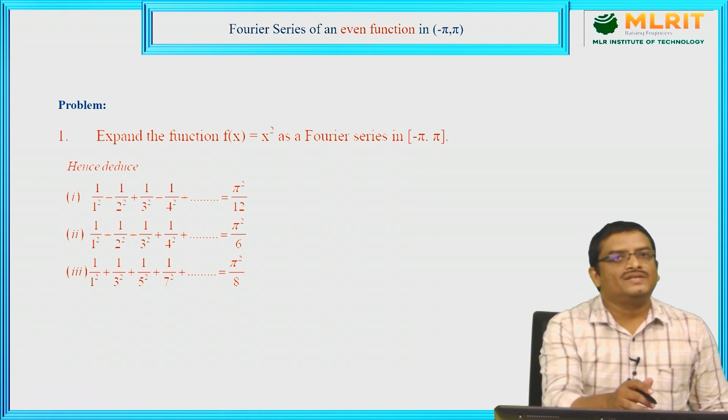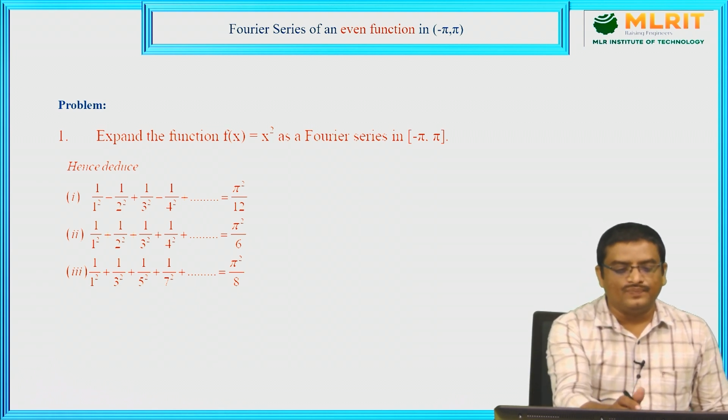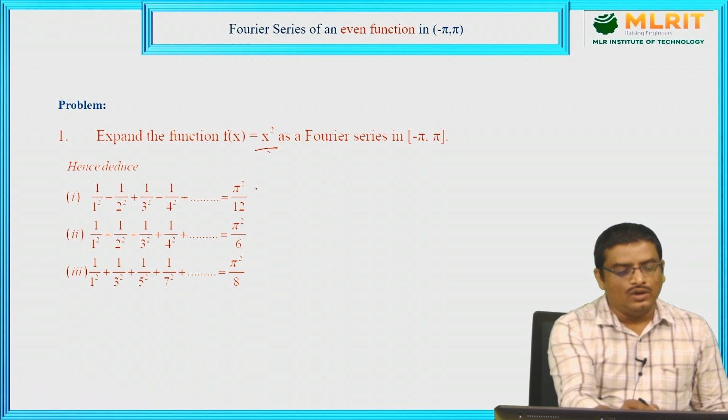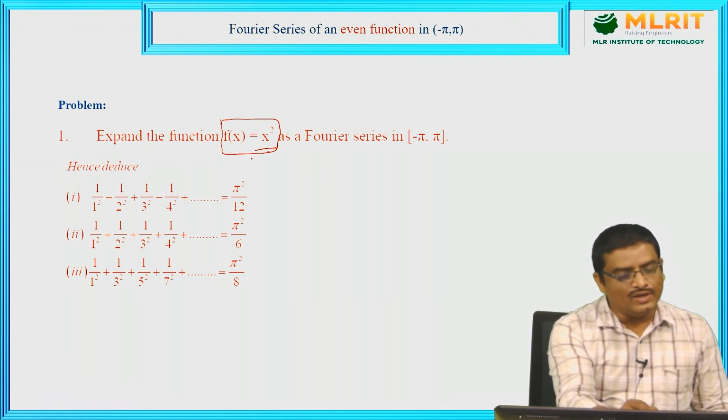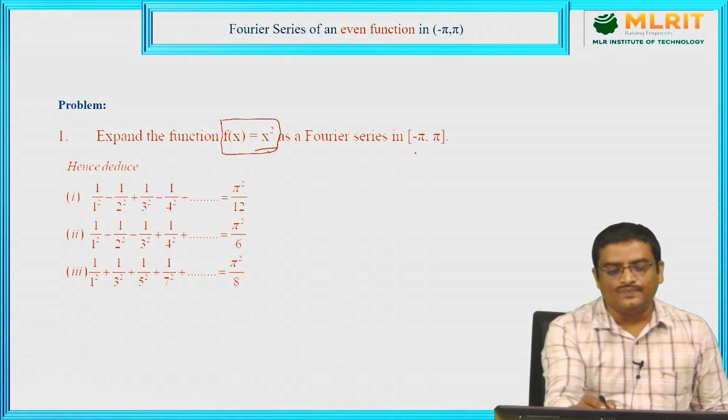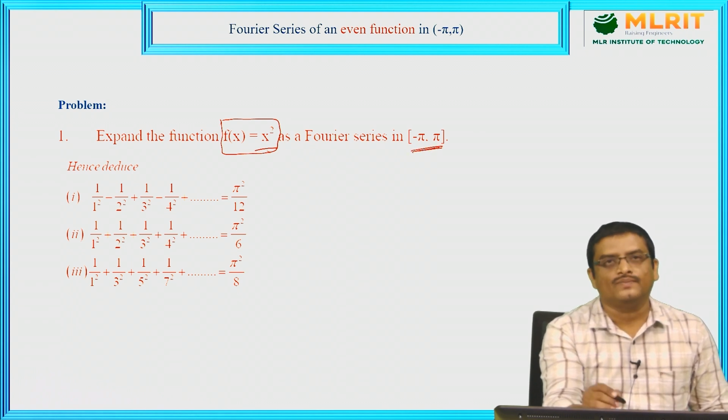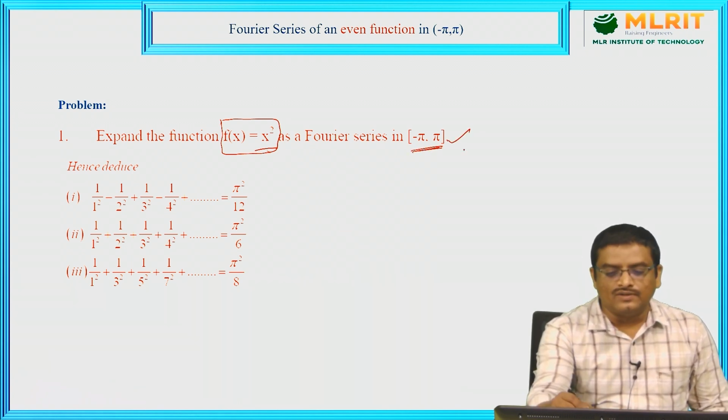Now we will see how to find out the Fourier series for this function, an even function. I have taken a function f of x is equal to x square. I want to get the Fourier series for this function in the interval minus pi comma pi. That is the first stage of our problem.